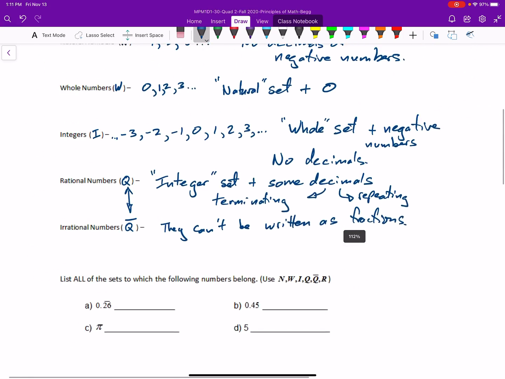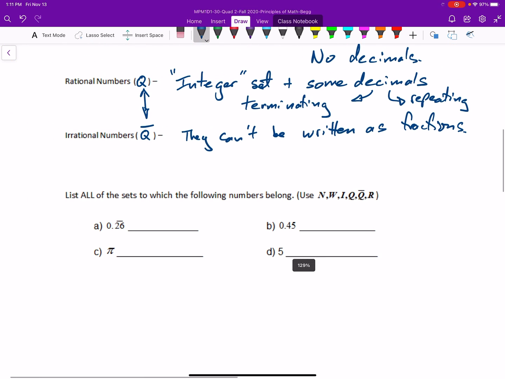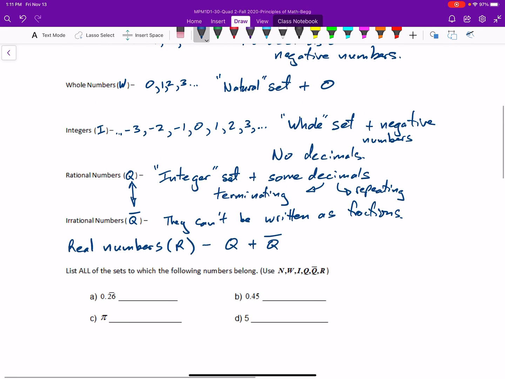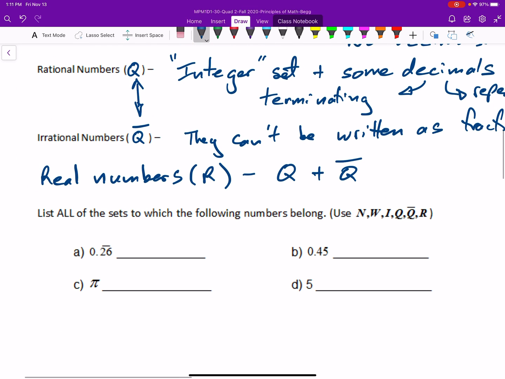So we have N, W, I, Q, and Q bar, and I also mentioned that R is the real number set. So we use big R for that. And we can think of that as Q plus Q bar. So since rational numbers include all integers, whole numbers, and natural numbers, and since irrational numbers include all numbers that aren't rational, that's basically everything. Not basically, that is everything. Real numbers are just everything.